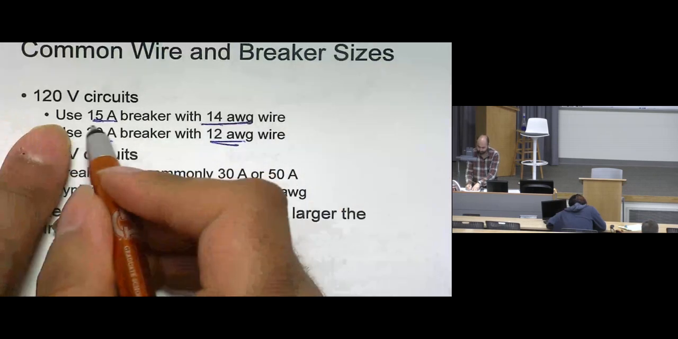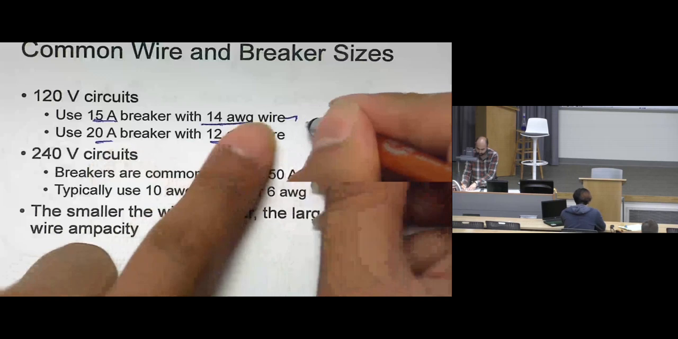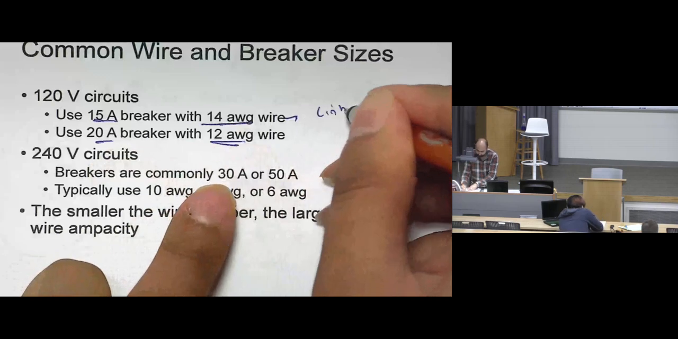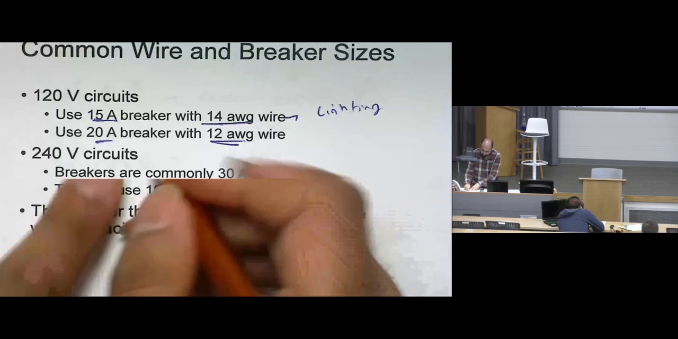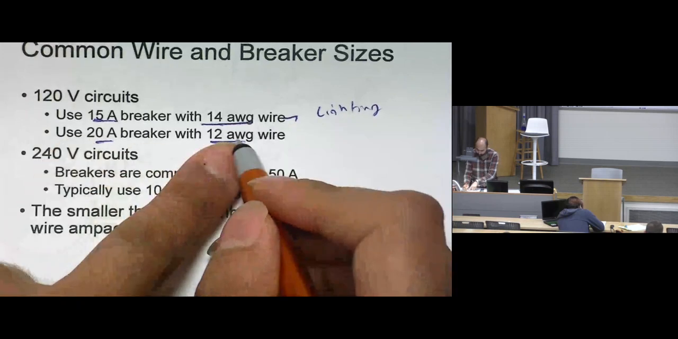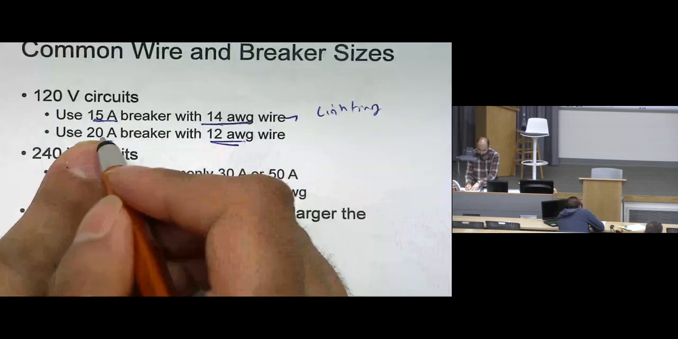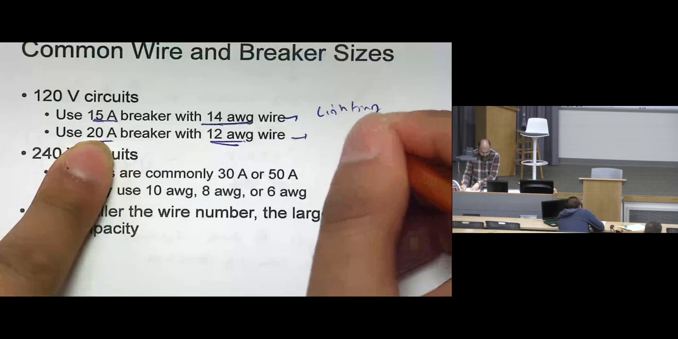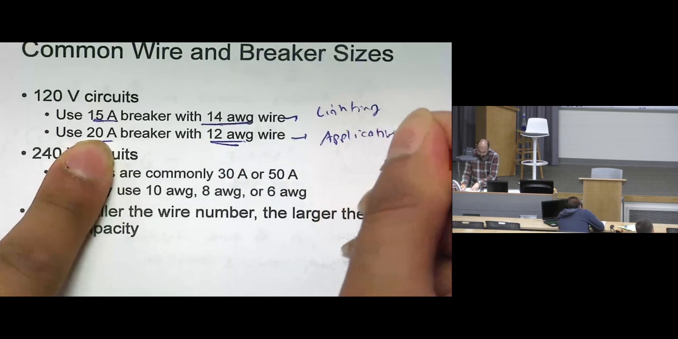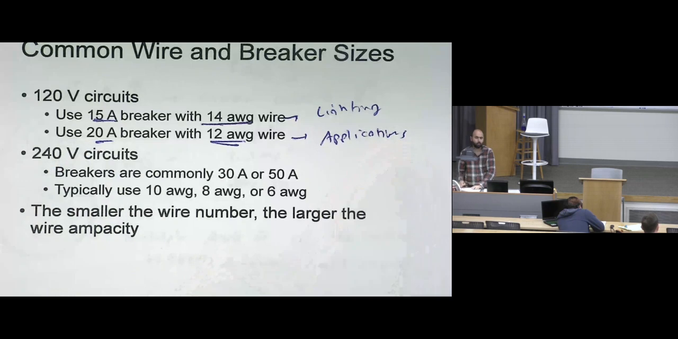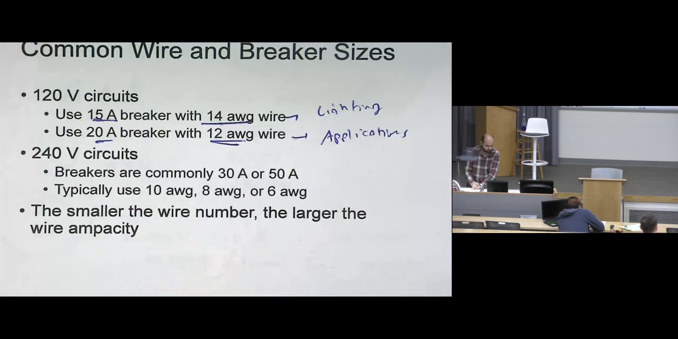For example, 15 amperes and AWG 14 are used for lighting, which consumes smaller power. While AWG 12, which needs 20 amperes, is most likely used for applications like kitchen appliances, the utility, or the wall plugs. The wall plugs, AWG 12.